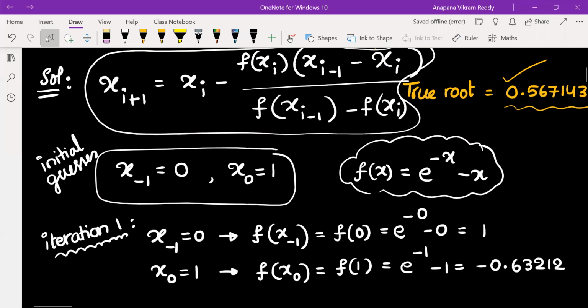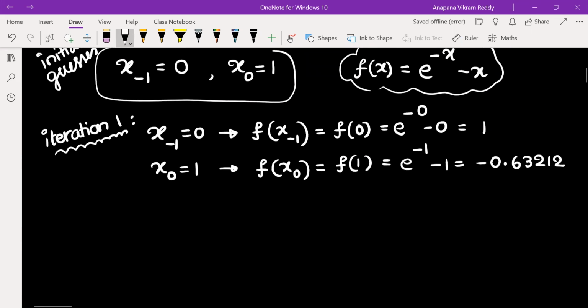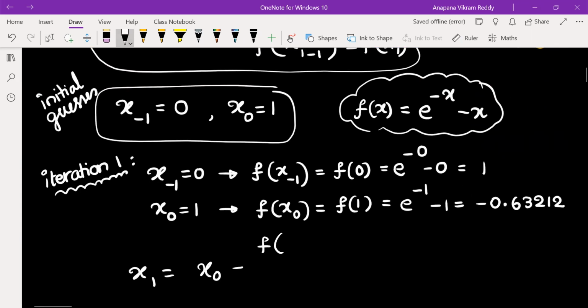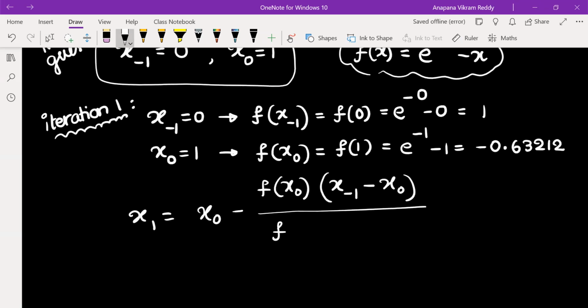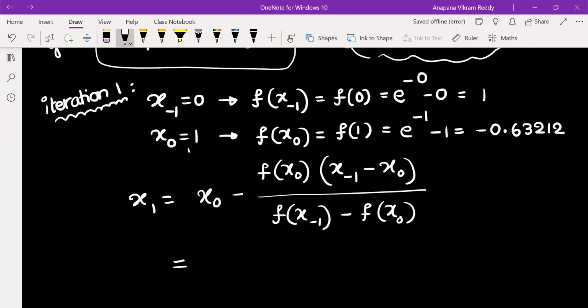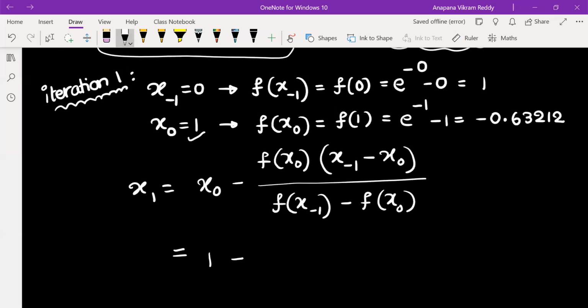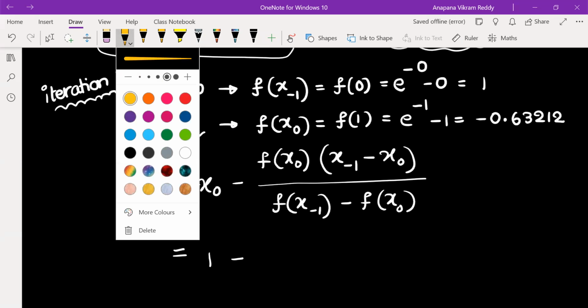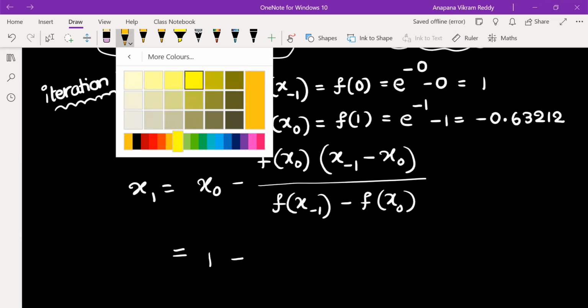I must find x_{i+1}. So x_1 is equal to x_0 minus f of x_0 multiplied by x_{-1} minus x_0, divided by f of x_{-1} minus f of x_0. Just plug in x_0 equal to what do you have? 1. So 1 minus, let me use another color. This is fine.